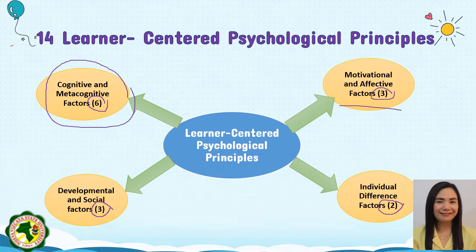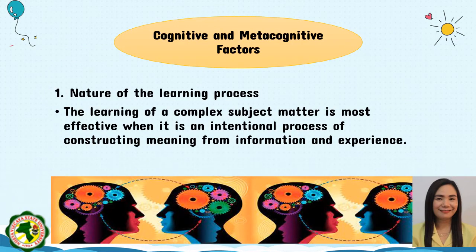Okay. Let's start discussing the principles of learner-centered psychological principles, and we'll start with the cognitive and metacognitive factors. Number 1 principle is nature of the learning process. The learning of a complex subject matter is most effective when it is an intentional process of constructing meaning from information and experience.